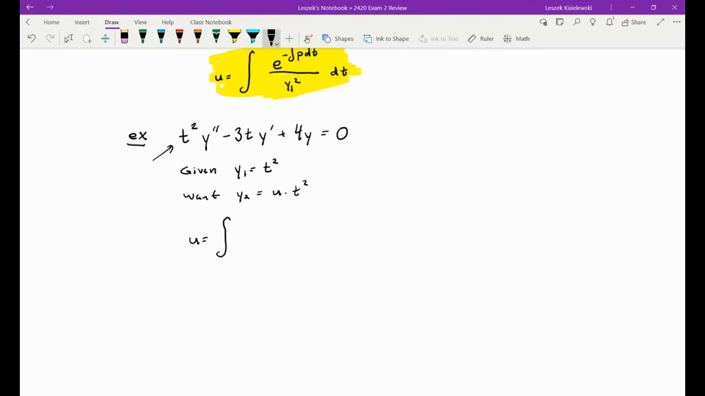All right. So we would have to first write this in standard form so that we correctly identify p, the function multiplying y prime, because here p is not equal to -3/t, right? So divide everything by t squared. We're assuming t is positive, but it doesn't have to be. It's definitely not 0 though. So divide everything by t squared.